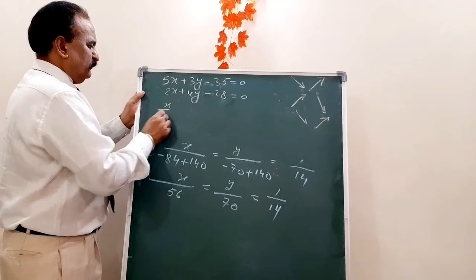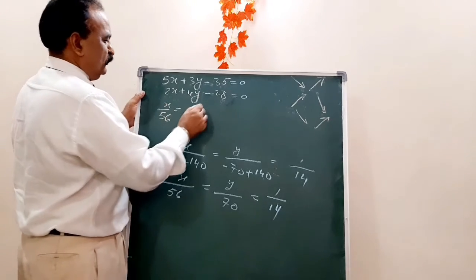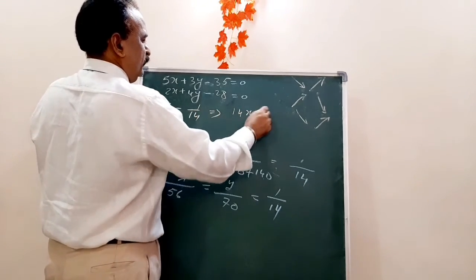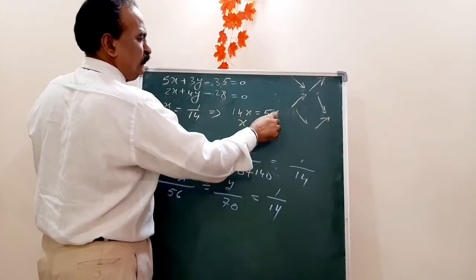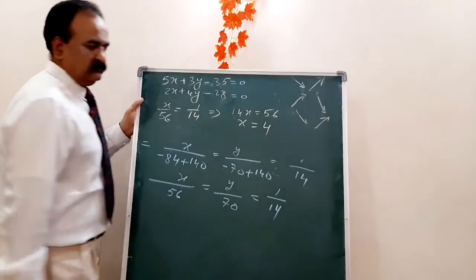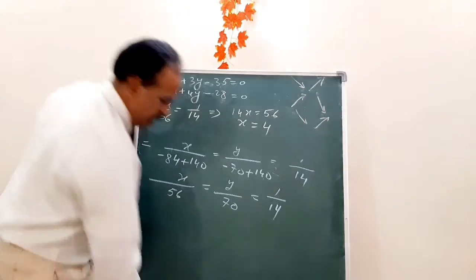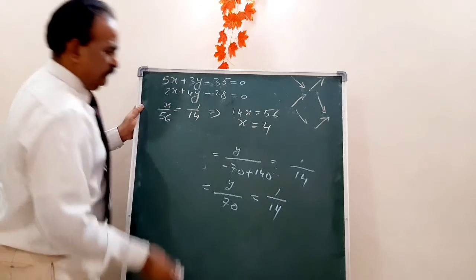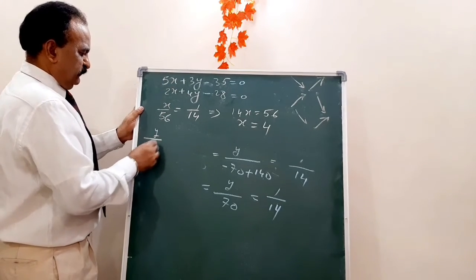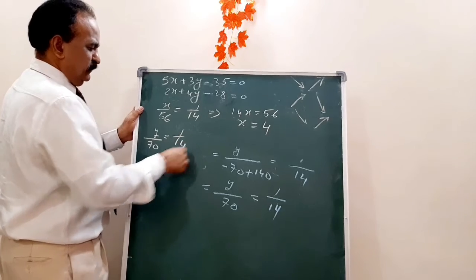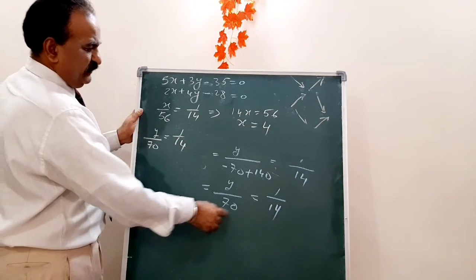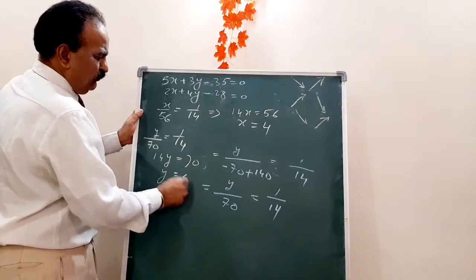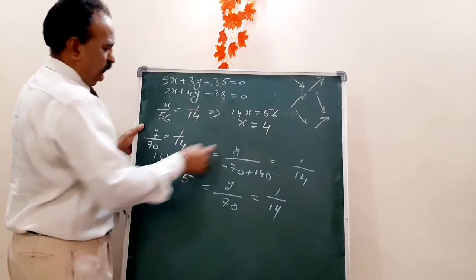x upon 56 is equal to 1 upon 14. This implies 14x equal to 56. So x is equal to 56 upon 14, it means 4. Okay. Now find y. y upon 70 equal to 1 upon 14. So 14y equal to 70. So y is equal to 5. So x is equal to 4 and y is equal to 5.